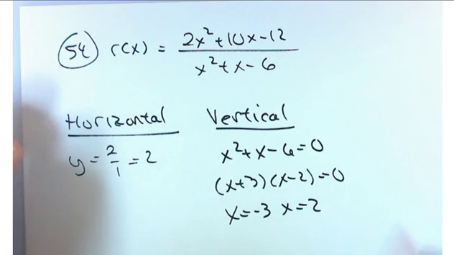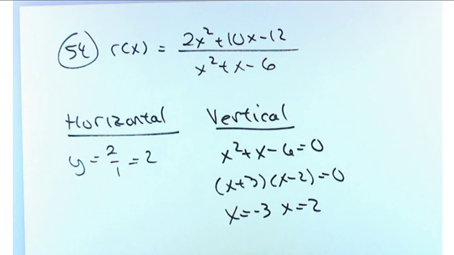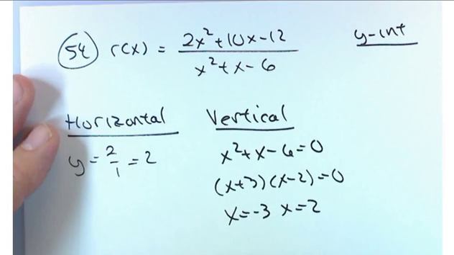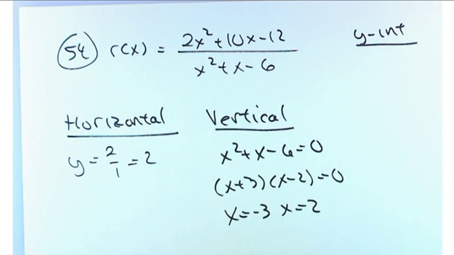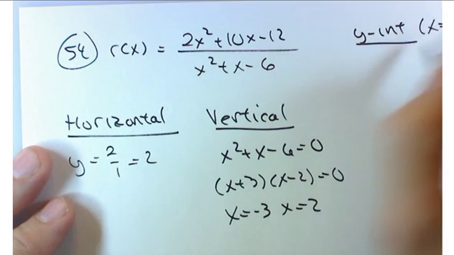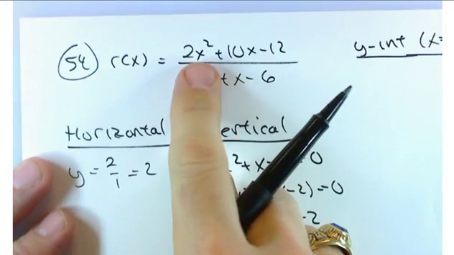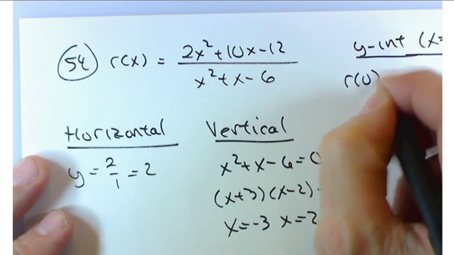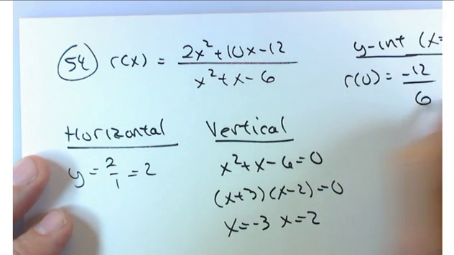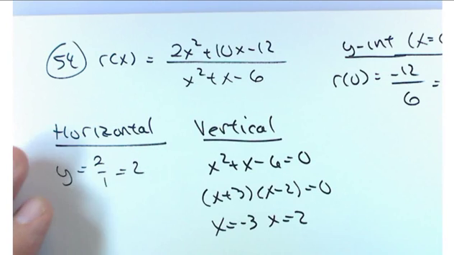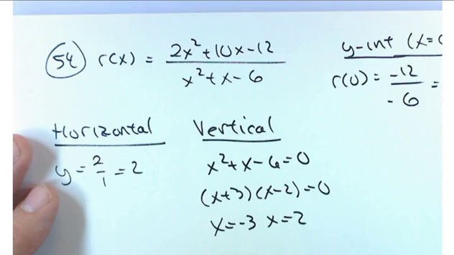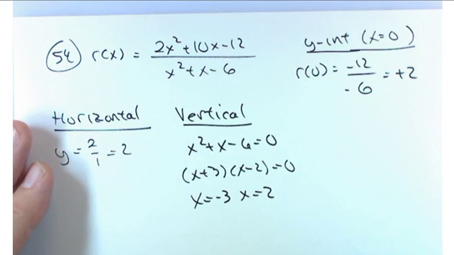You're asked to find the x and y intercepts. We'll start with the easy part, the y-intercept. To find the y-intercept, you set x equals 0. So if I set x equal to 0, this is 0, this is 0, I end up with r of 0 is negative 12 over negative 6. Just give me negative 6. So positive 2 for my intercept.